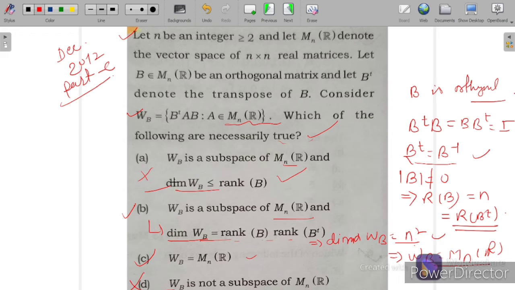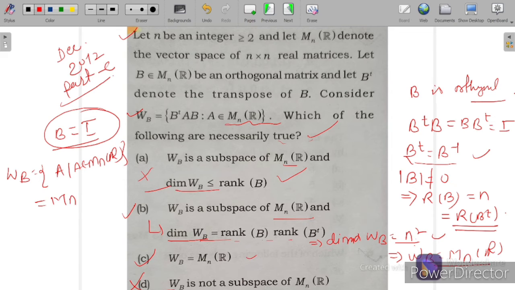So let's verify this. Take the simplest orthogonal matrix which you know. Obviously, the identity matrix is the simplest orthogonal matrix. Take B as an identity matrix. Then W_B will be equal to A such that A belongs to M_n(R). That means W_B will be equal to the whole vector space M_n(R). So this will imply that B and C are true.